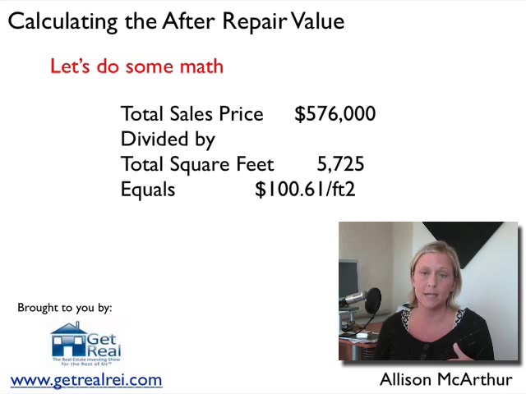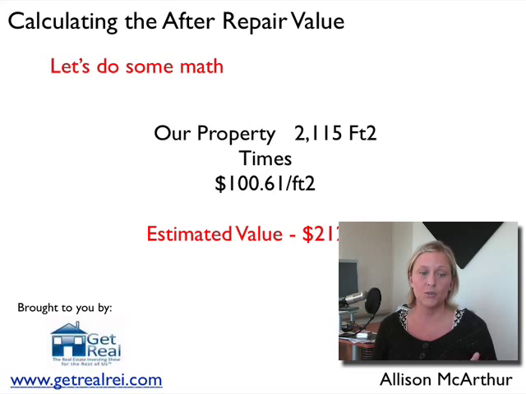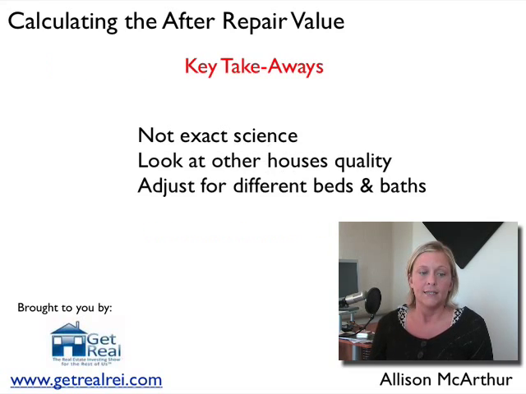So at that point in time, you've got your total sales price, which is $576,000. You want to divide that by your total square feet, which is 5,725. Now that's going to equal $100.61 per square foot, okay? Once you do that, your subject property is 2,115 square feet. So you're going to multiply that by $100.61. So your estimated value of your subject property is going to be $212,790.